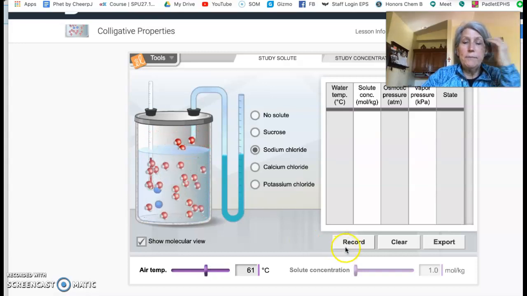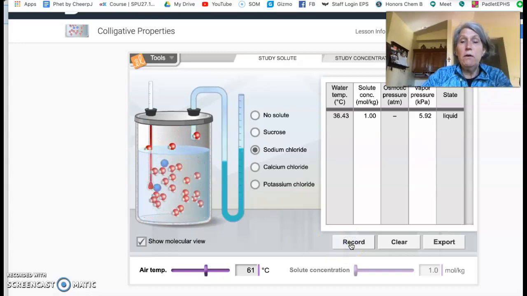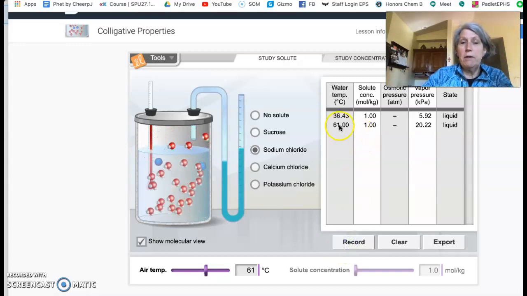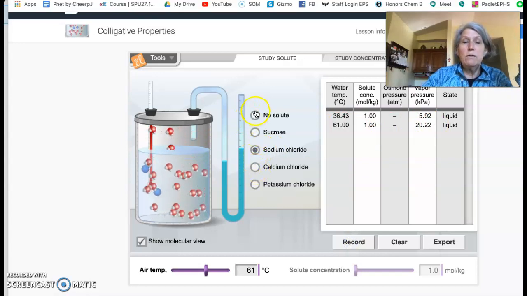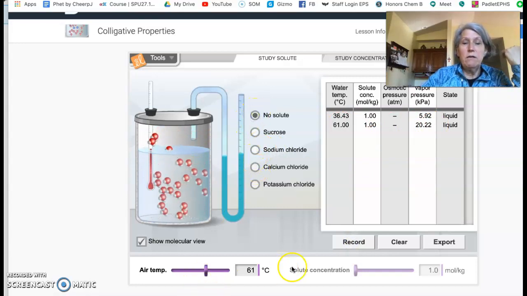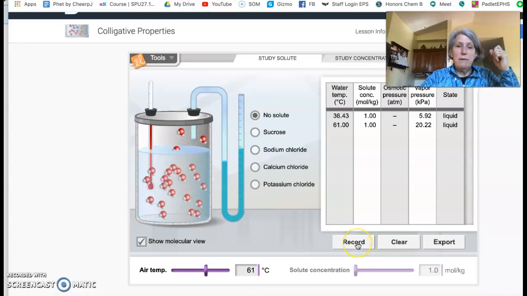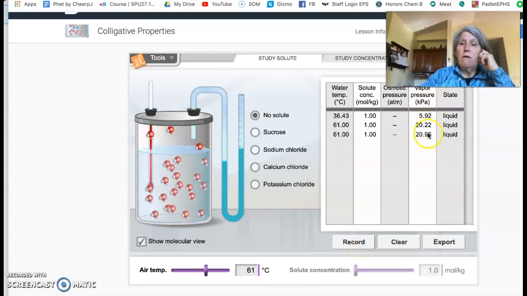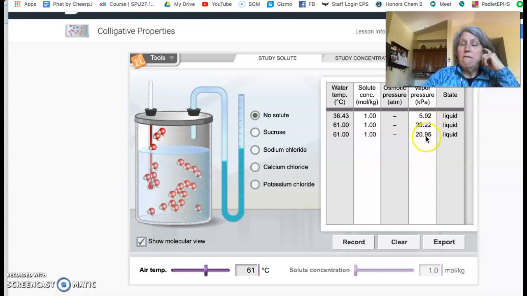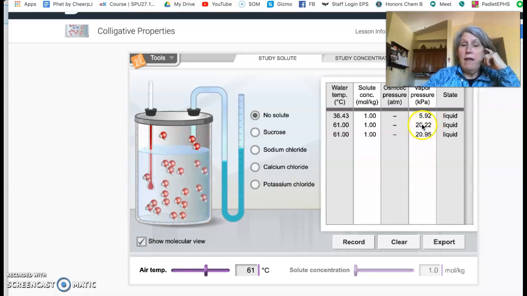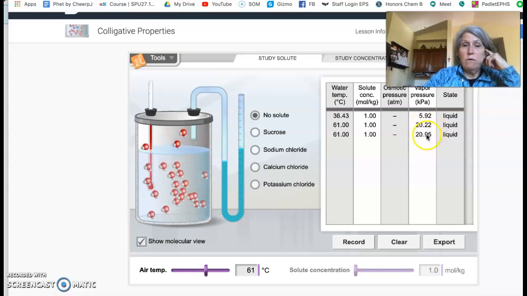So here at 61, I'm going to record the vapor pressure at 61 degrees C. Now I'm going to put no solute here. I'm going to give it a chance to stabilize. Okay, I'm going to record. Okay, so you see there's that vapor pressure lowering for when I had the sodium chloride versus no sodium chloride.